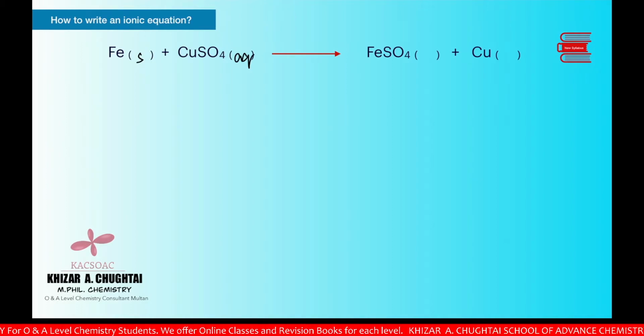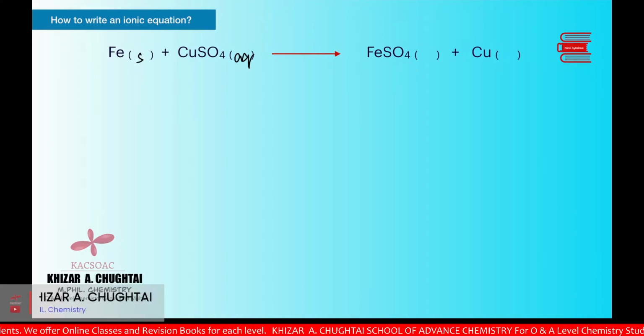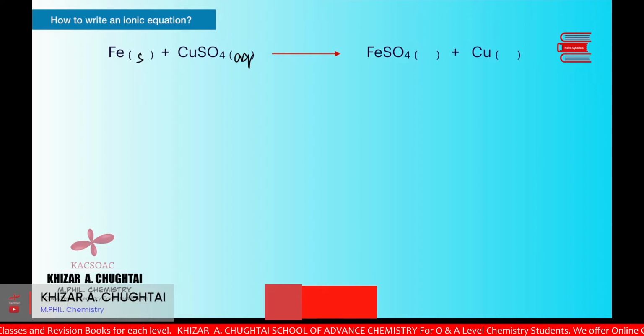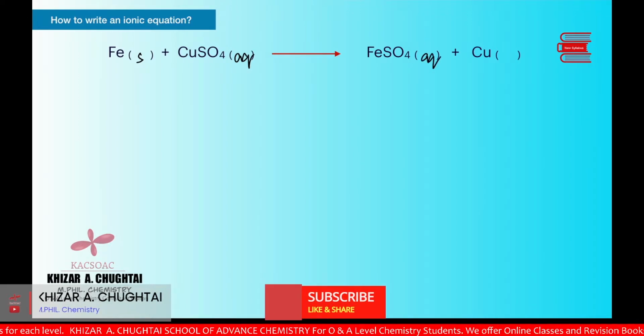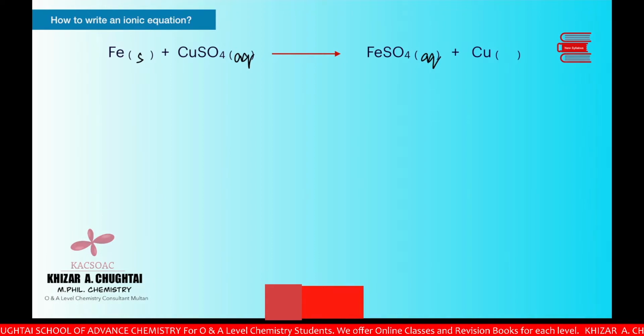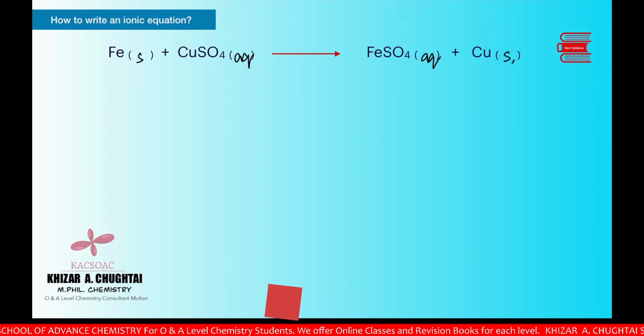Iron sulfate, all sulfates are water soluble, except lead, barium, strontium, and calcium. So again, FeSO4 is also water soluble. This is the pure copper and pure metal. Usually pure metals except group 1 are water insoluble. So I am writing S over here. I am writing S over here.